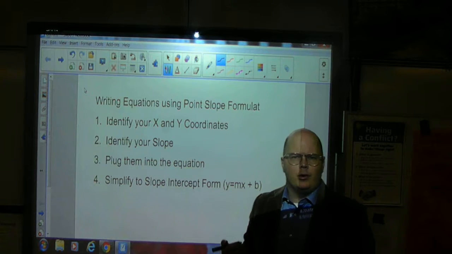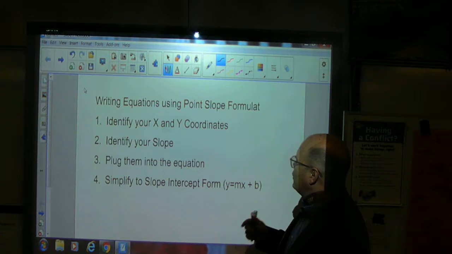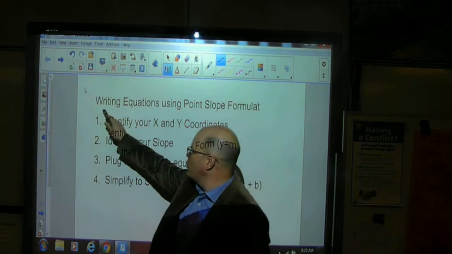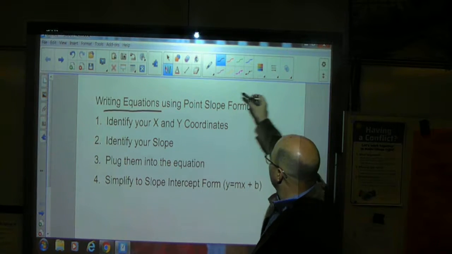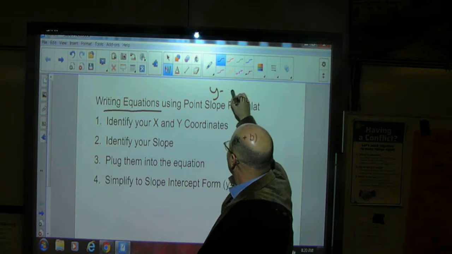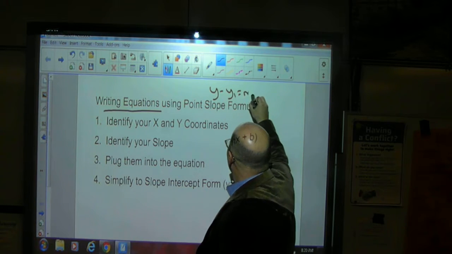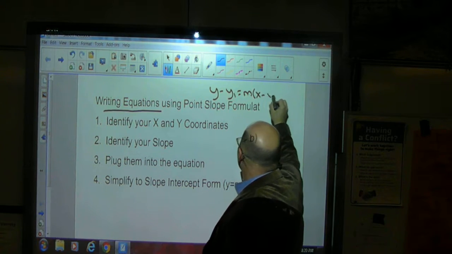I just kind of wanted to go into point slope form just a little bit more with you real quick. And today we're going to be talking about how you write equations using the point slope form. And again, that point slope form is y minus y1 equals m times x minus x1.